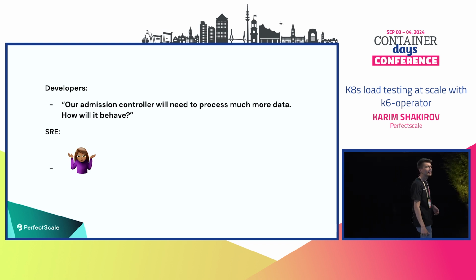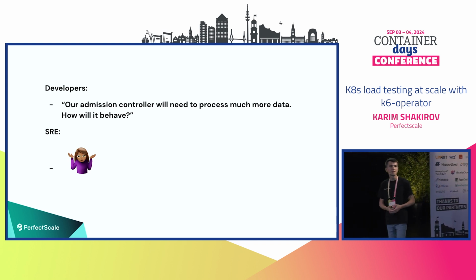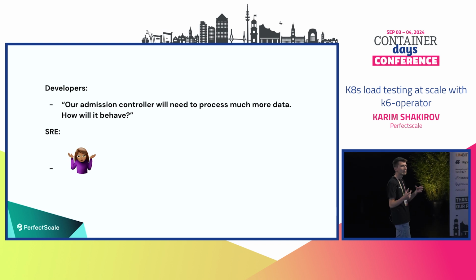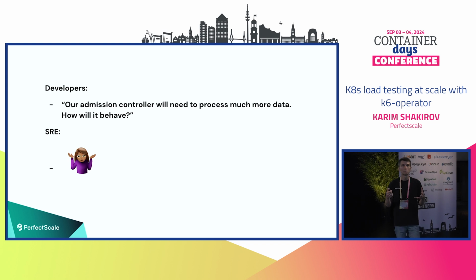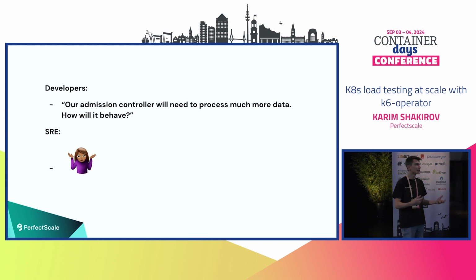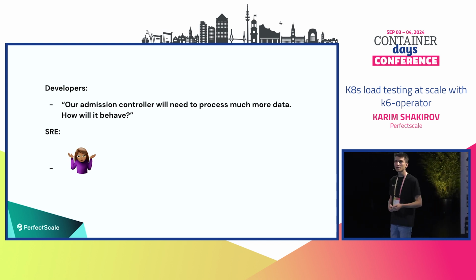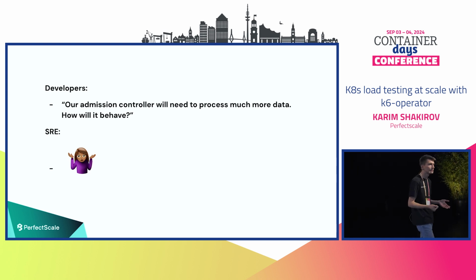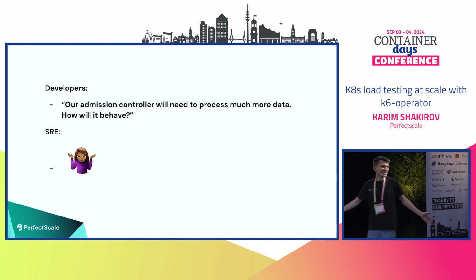At PerfectScale, we are building some operators, and one of the components is listening for Kubernetes webhooks, an admission controller. We were removing the labels filter from the mutating webhook configuration, and we expected that each change in Kubernetes would send a webhook to our service. So they came to us and asked: our admission controller will need to process much more data, will we survive? And we didn't know.